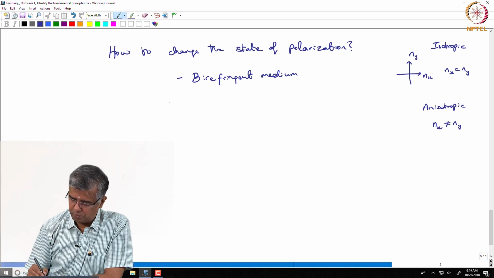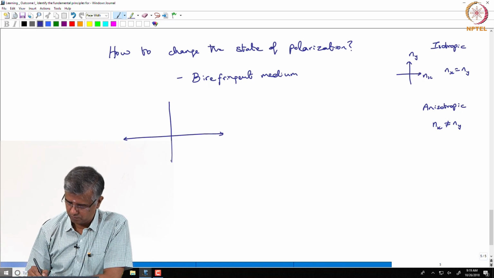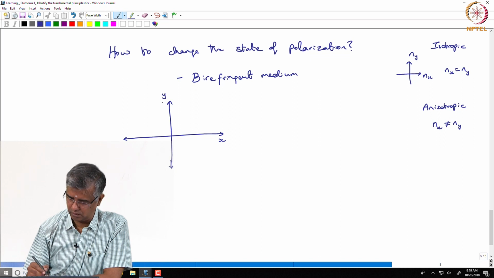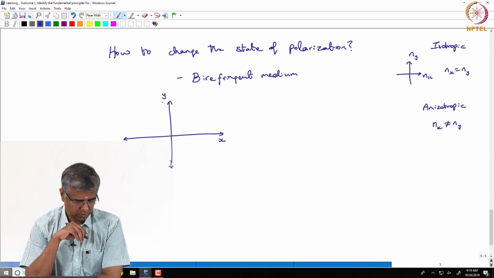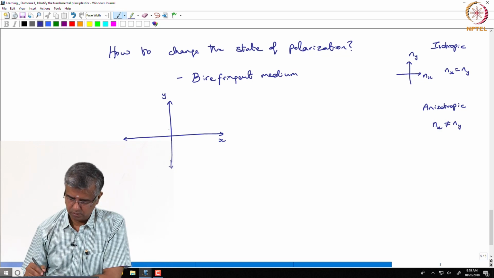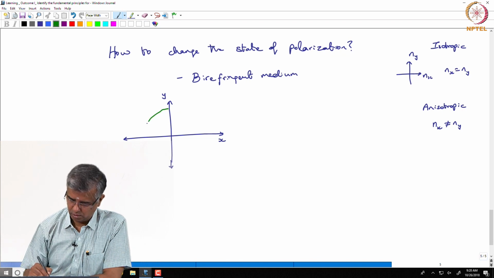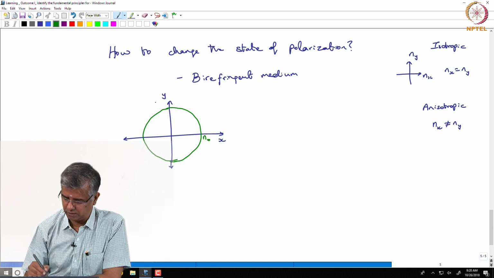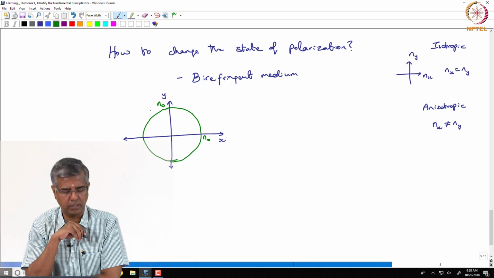If you go back and look once again at an isotropic material, say this is along the x direction and this is the y direction, and if we consider the refractive index, the refractive index is uniform everywhere. That refractive index we can call N naught, No.